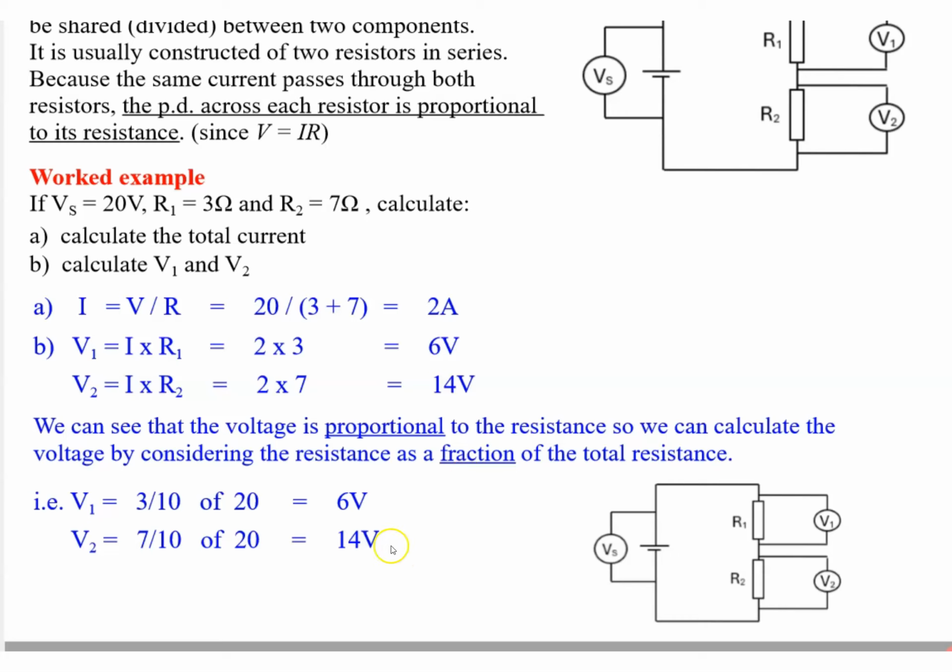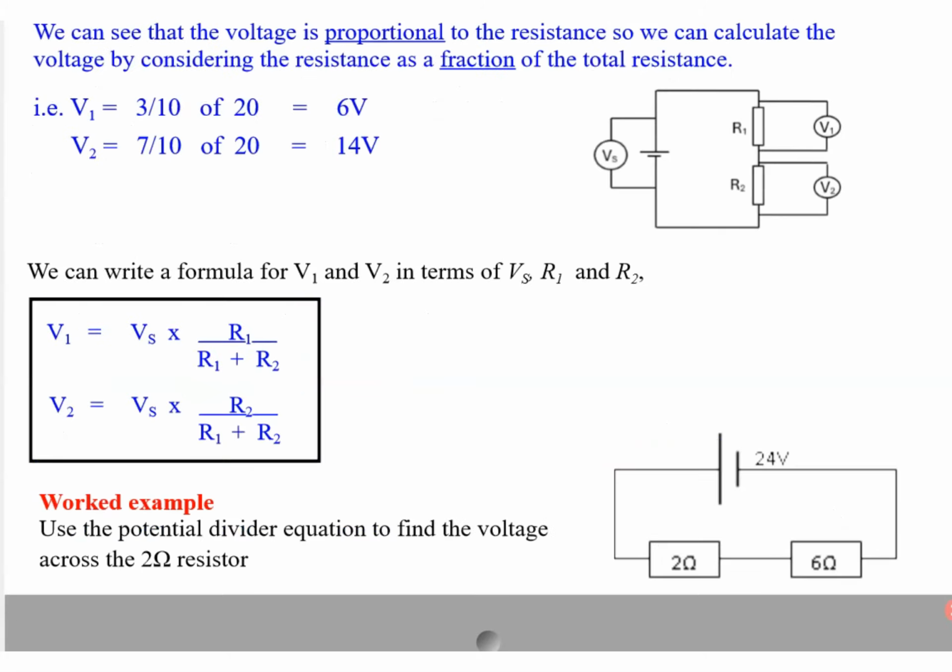An alternative way of thinking about this is that V1 is the fraction of its resistance divided by the total, so 3 divided by 3 plus 7, which is 10. So 3/10 of the total, 20 volts, is 6. We can do the same for V2, so that's 7 divided by 10. That fraction of the total is 14 volts. And we can see that it adds up to 20 volts.